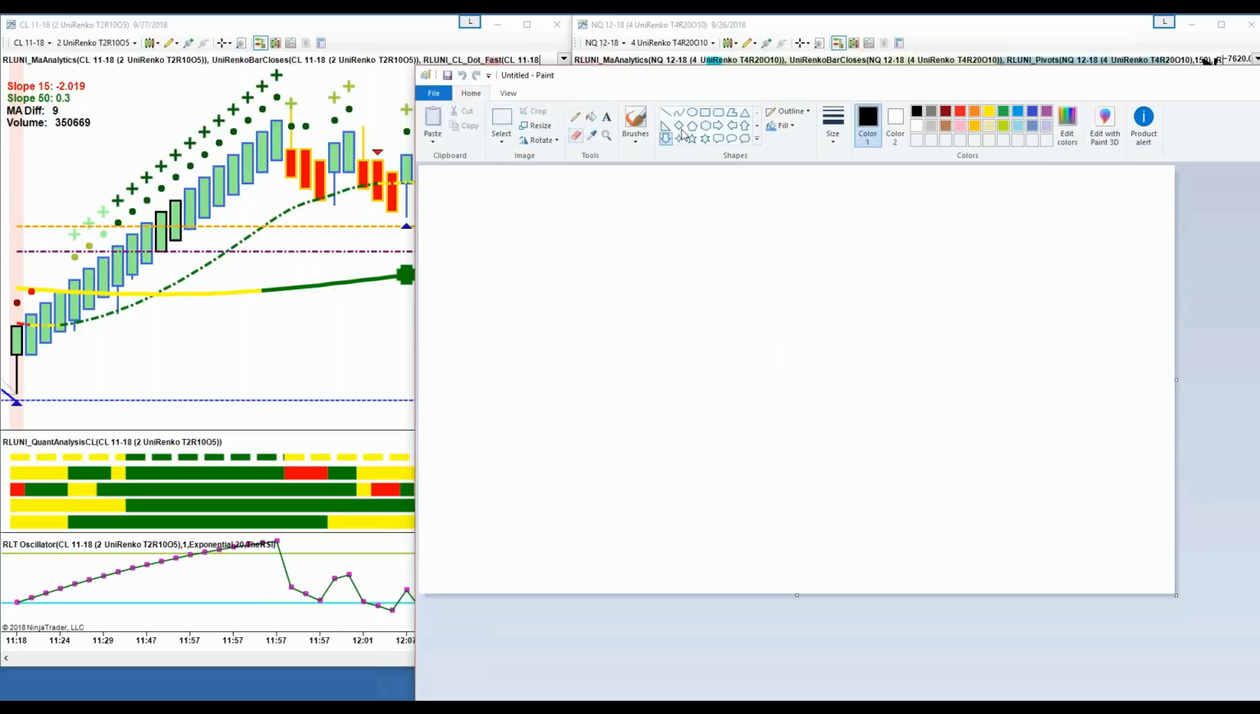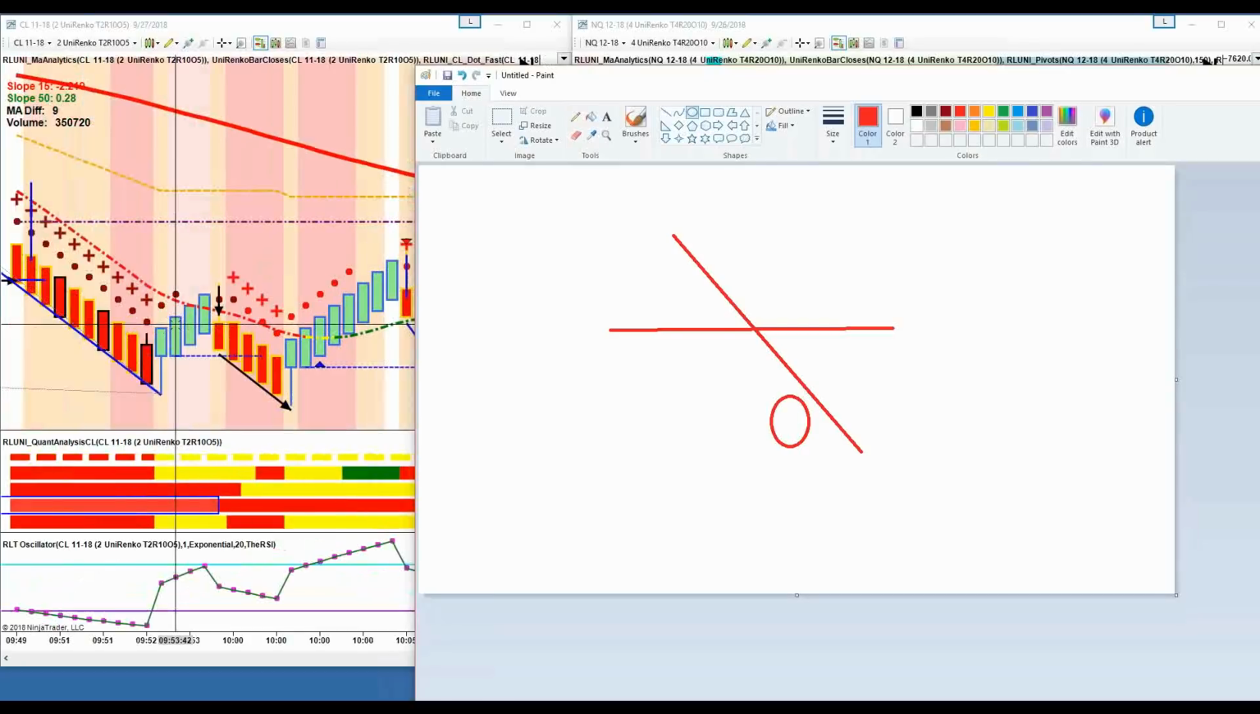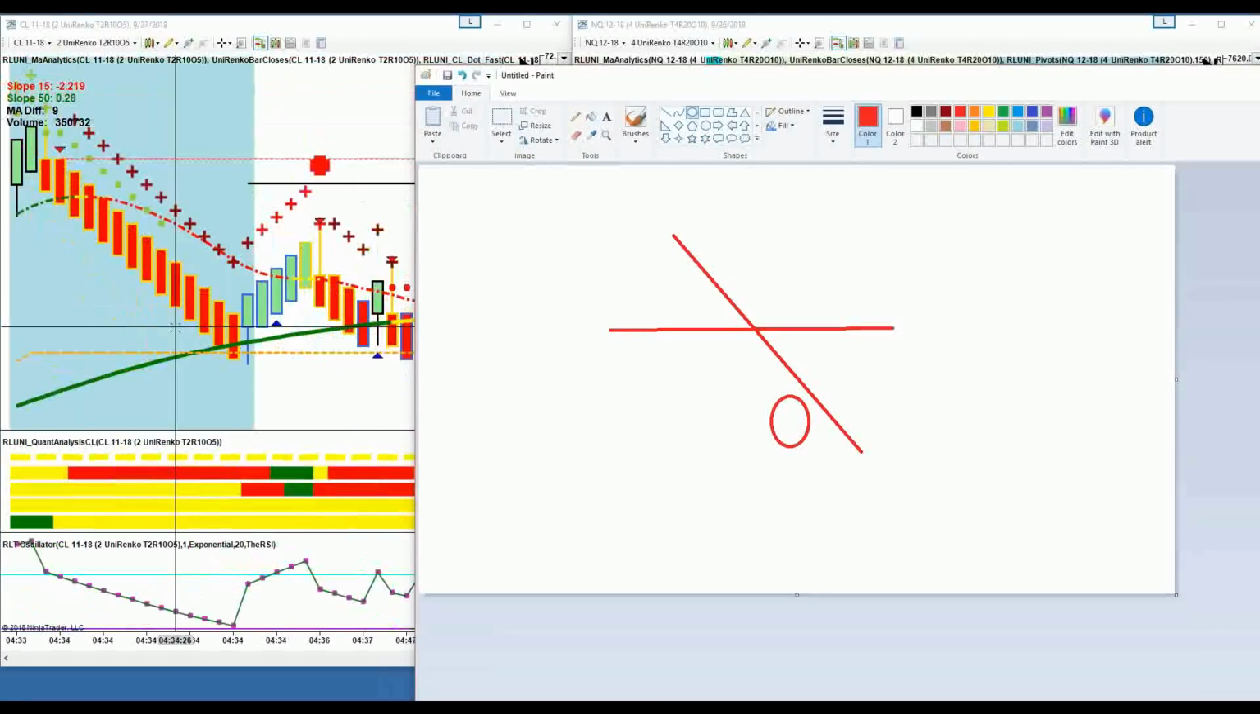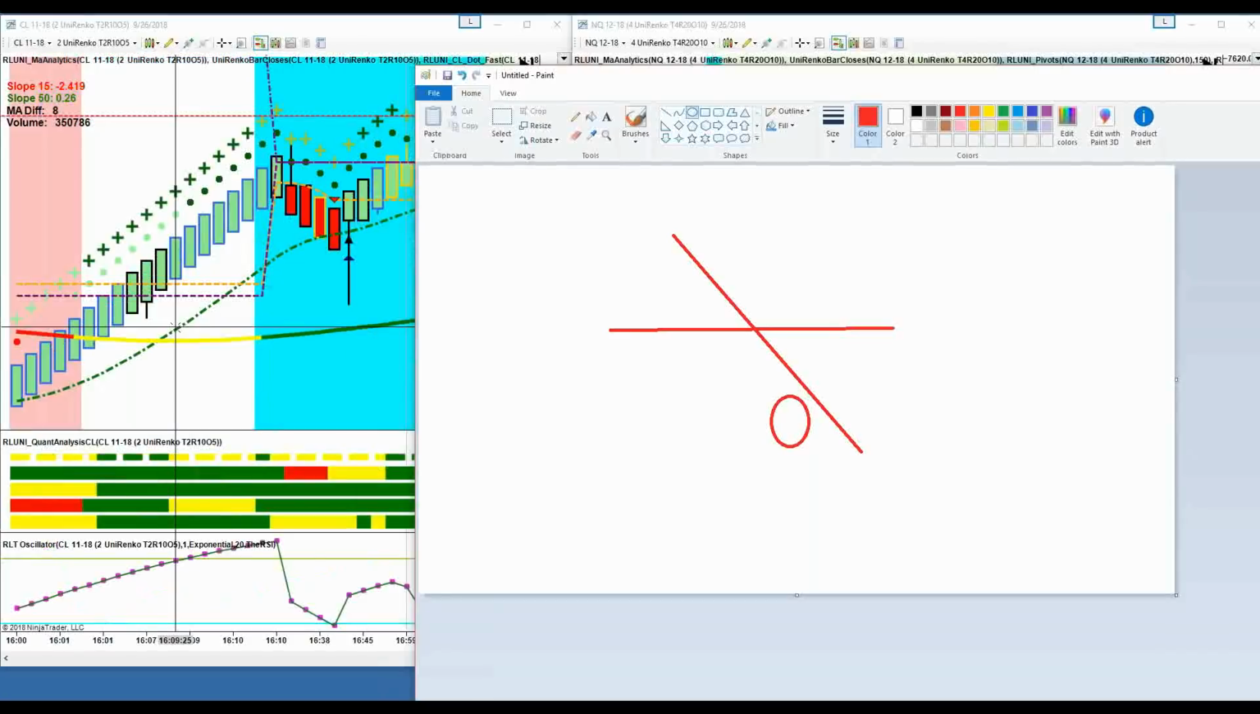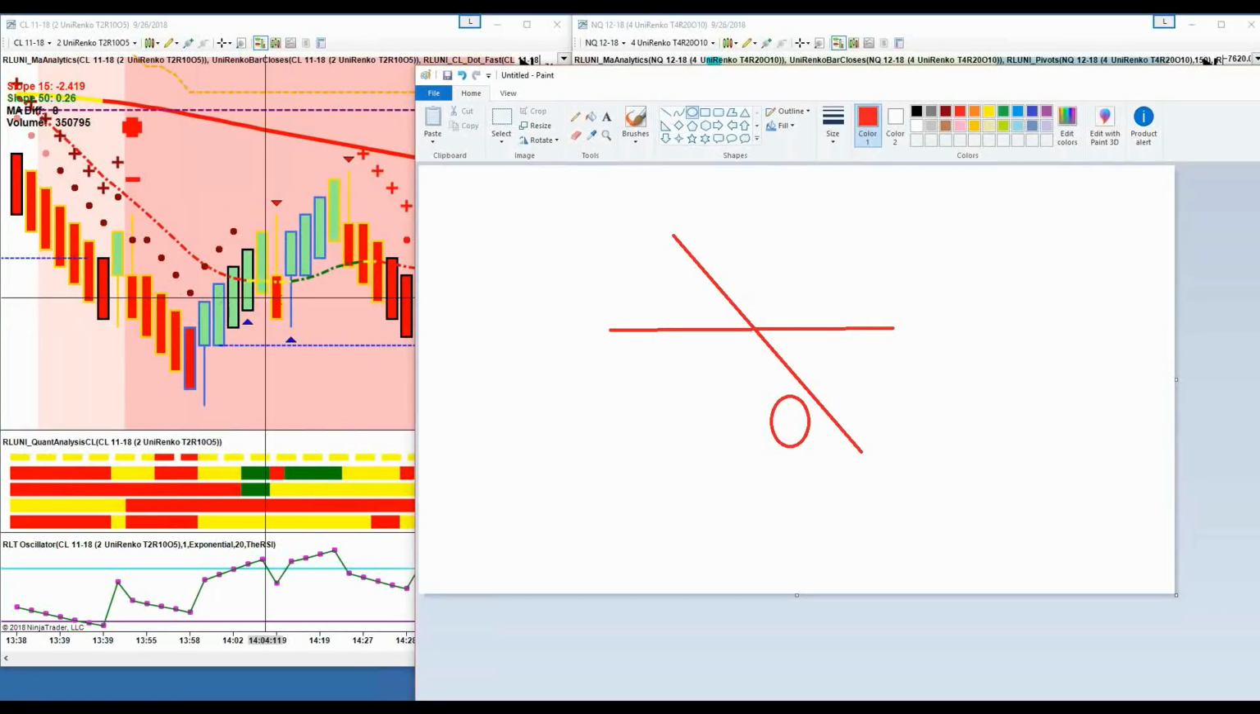On the strongest dot down, let me just make it. You have the 50 red, and you have the 15 red, and price is below them both, right here. And that's your dark pink. Let's go to an area where it's real big. Right here, you absolutely cannot even think about a long trade.